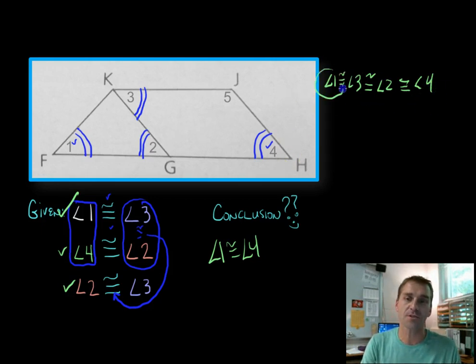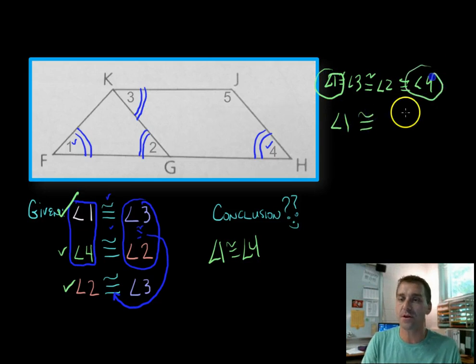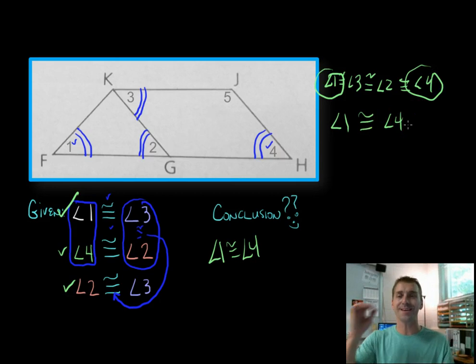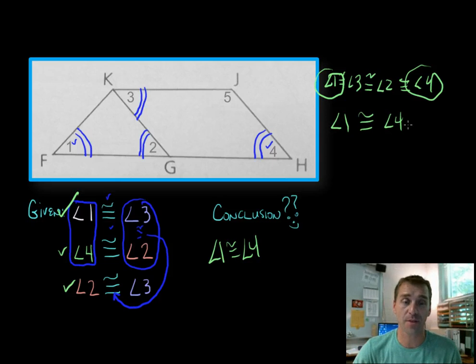So my first thing I can start with is to say, let's just go with angle 1 being congruent to the last one right here, angle 4. That's exactly what the transitive property is. When you can link things together, congruent to congruent to congruent, and then link the first and the last, that's your transitive property. So there's the first thing about transitive property that goes in your foldable. So let's go to the last little piece of this flap for your foldable, and we'll be finished with the foldable. All right, guys, here we go.